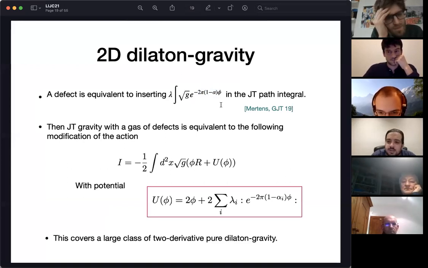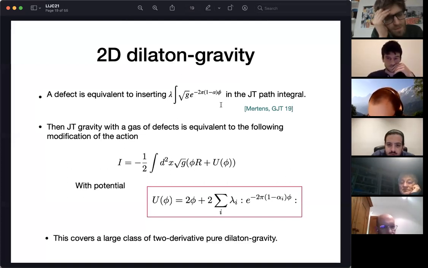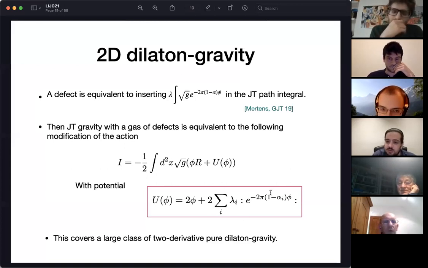removes them. Well, averaging over positions of singularities effectively removes them. Or it's equivalent: in the end, you end up with a theory with a smooth geometry, if you want, described by this new dilaton potential.